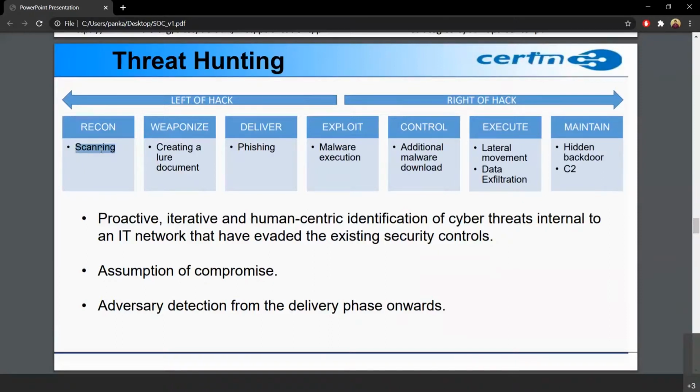Then if the user mistakenly clicks on that attachment, the malware gets executed. So that is called the exploit stage. So that is the fourth stage. Now in the first, second, and third stages, the systems were not infected. Now whenever that attachment is clicked, the malware gets executed and it is inside the network. So a breach has started. So this is called the exploit stage.